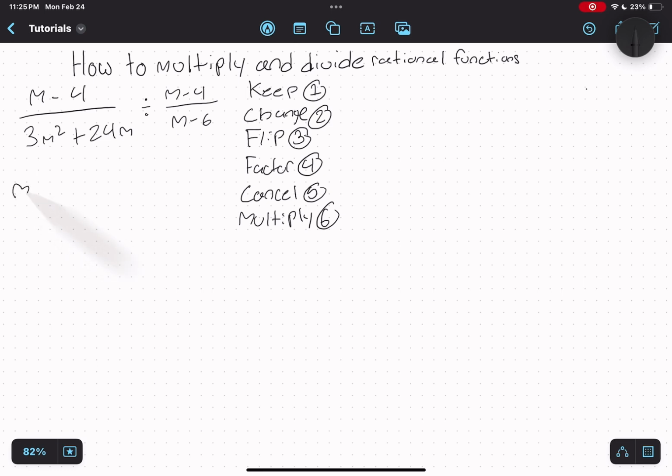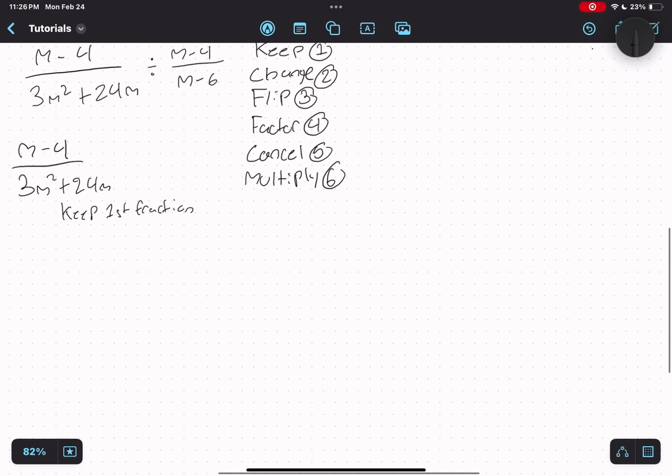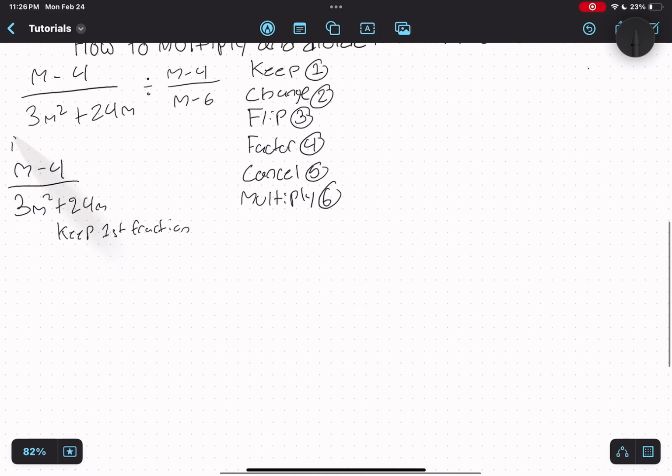And here, I will show you how to divide a rational function. As you can see, we have quite a few steps. We have keep, change, flip, and then you're going to factor, cancel, and multiply just like a regular multiplication problem. So basically, keeping is just you keep your first fraction just how it's supposed to be, as I'm writing it out here. Your second step will be to change, and that is as simple as changing that division sign to a multiplication sign.